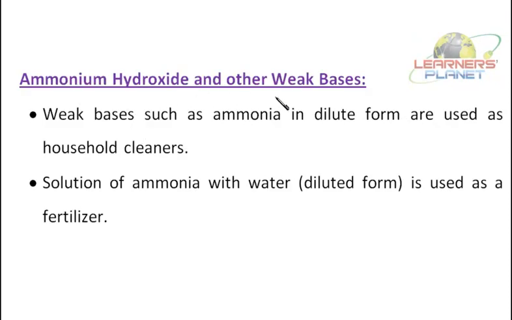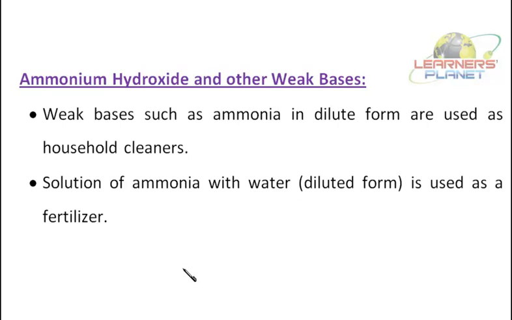Ammonium hydroxide and other weak bases. Weak bases such as ammonia in dilute form are used as household cleaners. Solution of ammonia with water is used as fertilizer. So ammonium hydroxide, that is the solution of ammonia in water, is used as what? As the cleaner. And ammonia in water in dilute form, meaning less ammonia and more water, is also used as fertilizer. Right? So these are all the uses of bases.